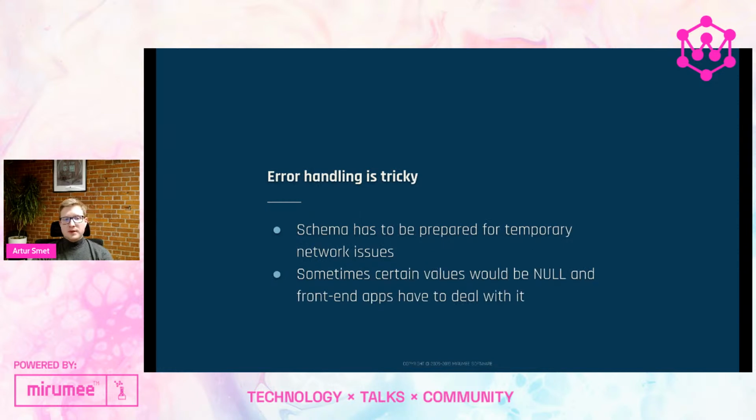Also, the error handling is quite tricky because you have distributed systems, and you need to be mindful about the error handling. As I asked in the previous talk, we need to prepare on the backend how to deal with the outages that could happen, because in a distributed system, outages are quite natural. So the front-end applications should also be prepared for random null values when an outage happens.